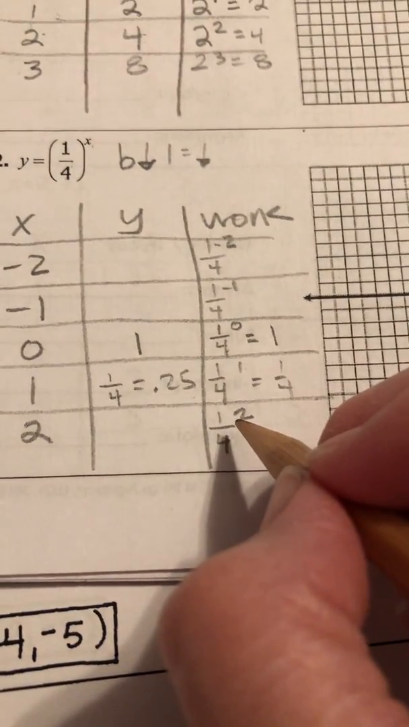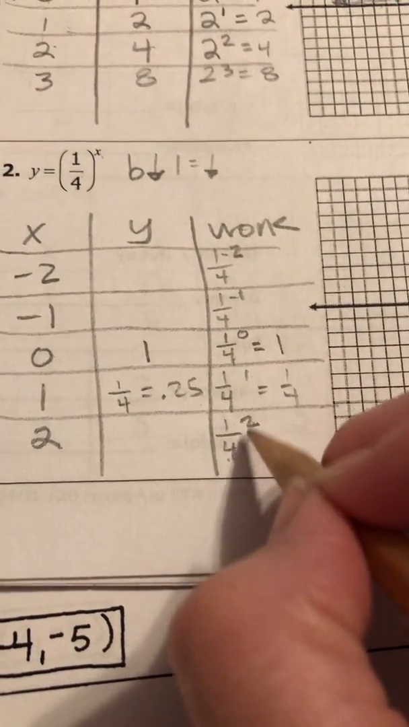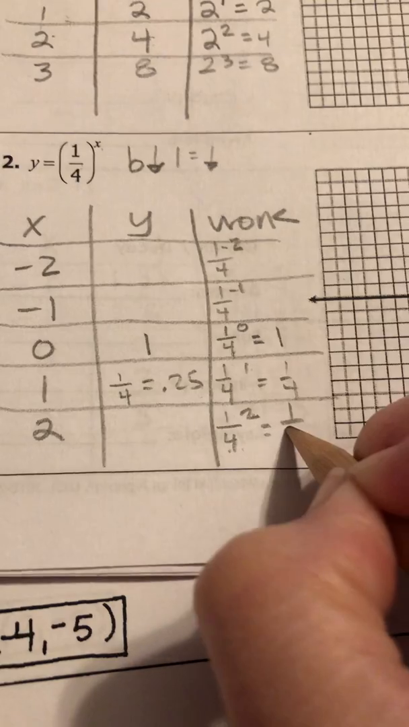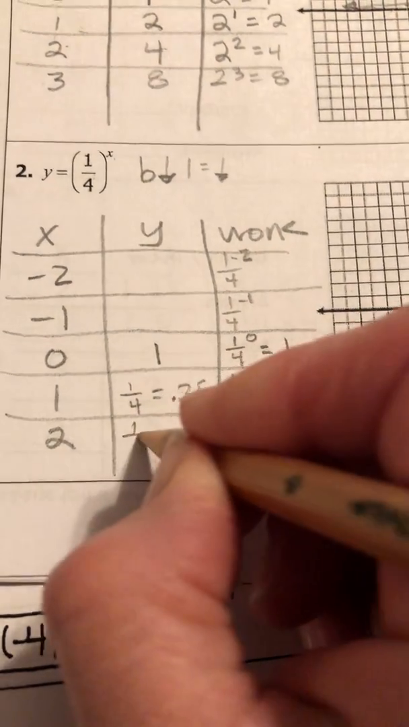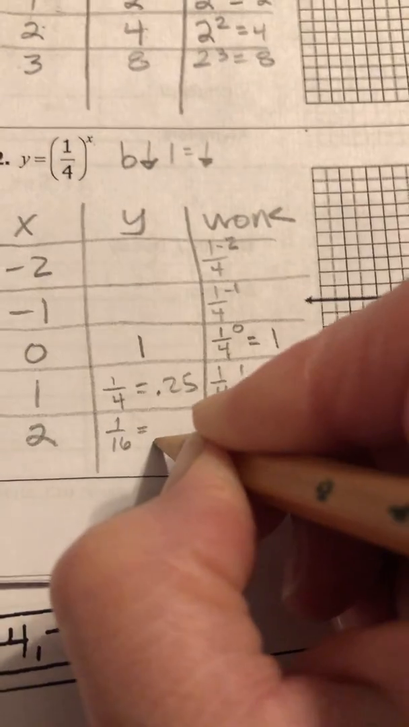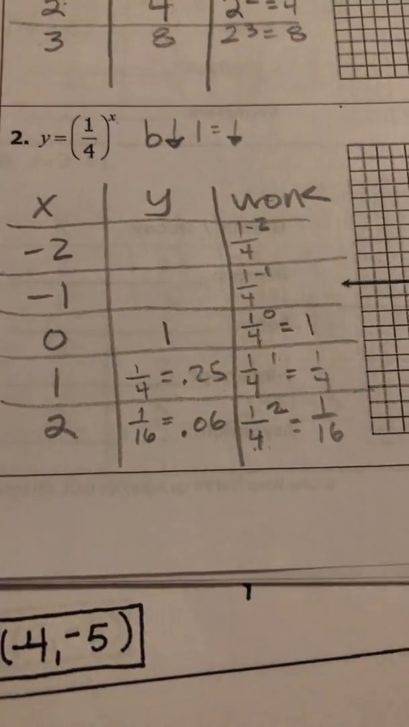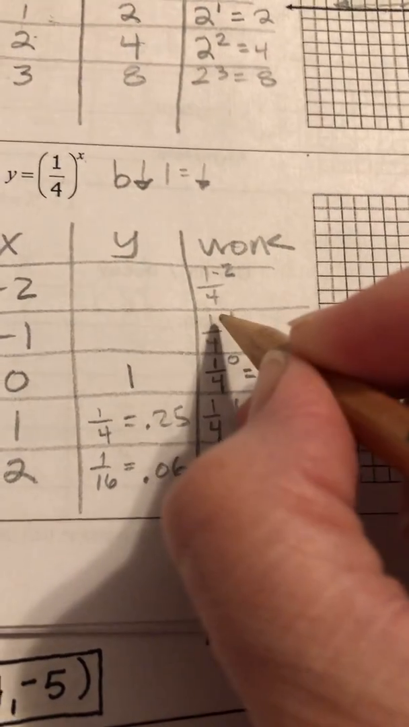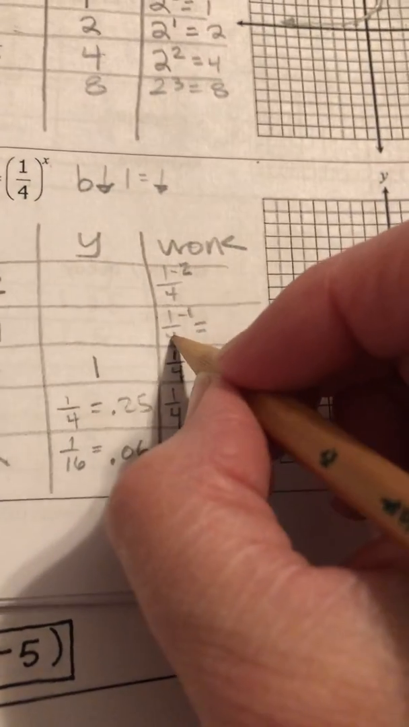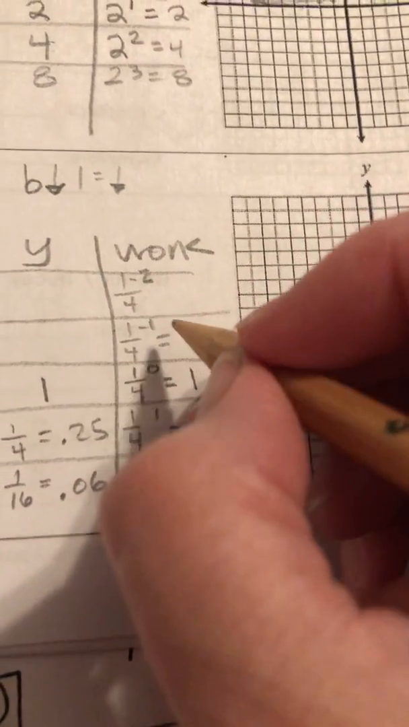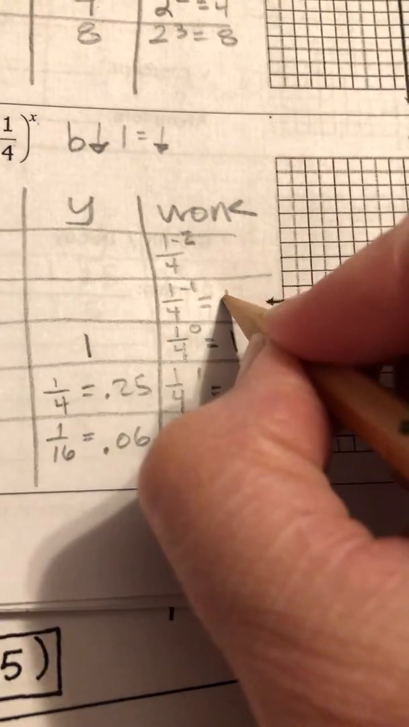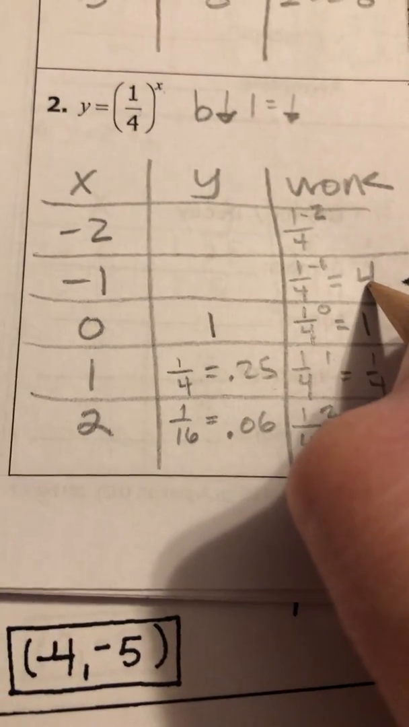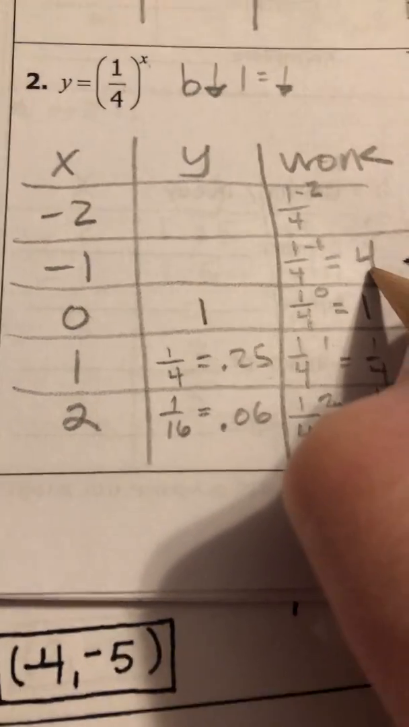And then I have 2 here. So I have a quarter that's now squared. So it means a quarter times a quarter, which is 1/16. Okay, so 1/16. It's also equal to like 6 cents. Now I'm going to go up here. I have a quarter to the -1 power, which actually means that it's just 4. So a fraction to the -1 power is the reciprocal. So it's kind of cool because it's just 4.